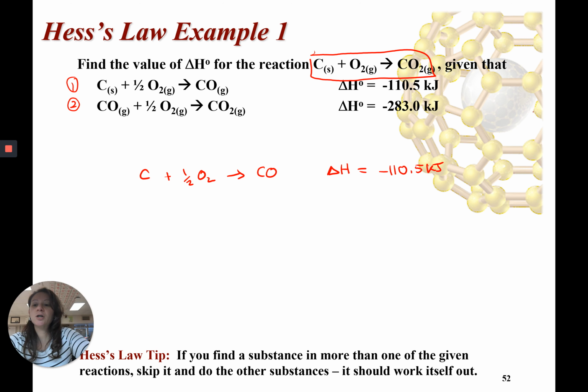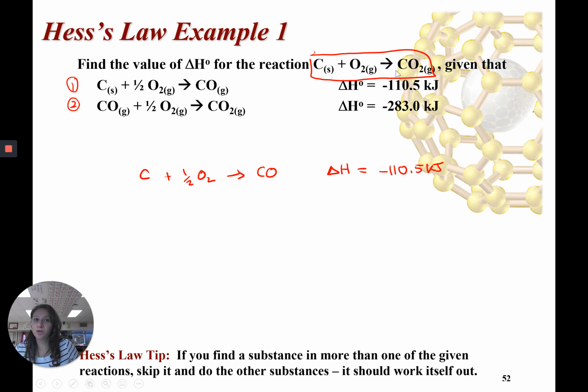Okay, next we see O2. Where do you find O2 in which of these? Well, it's in both. So here's a helpful Hess's law tip. If you find a substance in more than one of the given reactions, skip it. Don't worry about it. Do the other substances. It should work itself out. So since oxygen is in both, we're going to skip it. We're going to go to the next substance.